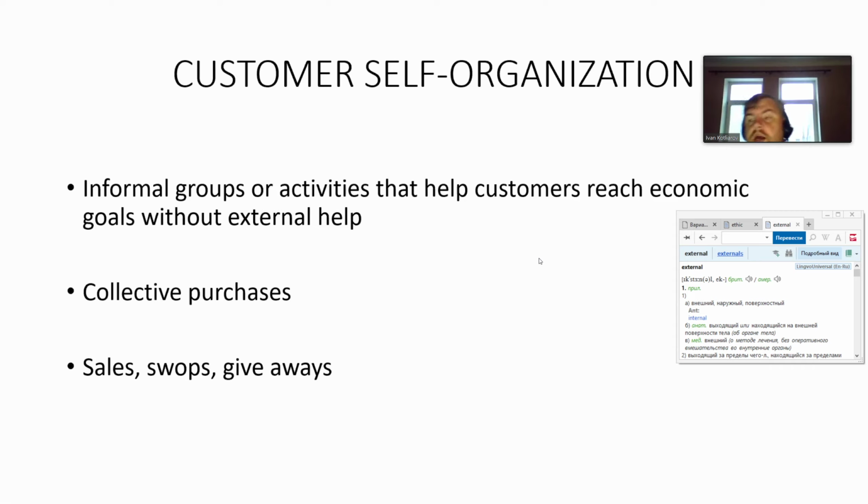Now thanks to AliExpress, we can order anything, but still, there are some countries, some regions, and some producers which are not covered by AliExpress. So in this case, this self-organization may be useful. Guys, do you understand it? Yes. Okay, now sales, swaps, giveaways. Any ideas?